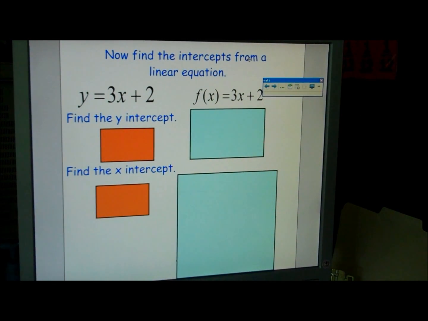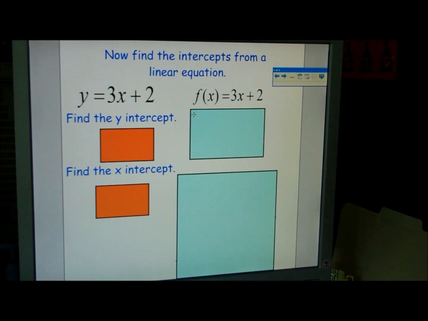Okay. Now we need to find the intercepts from a linear equation. So you're given this linear equation, y equals 3x plus 2. I put this up here because I want you to remember function notation. You can see it either way. We could have the function of x. Please recall that y and f of x are the same thing. Okay? So I just wrote that to bring that back so we wouldn't forget.